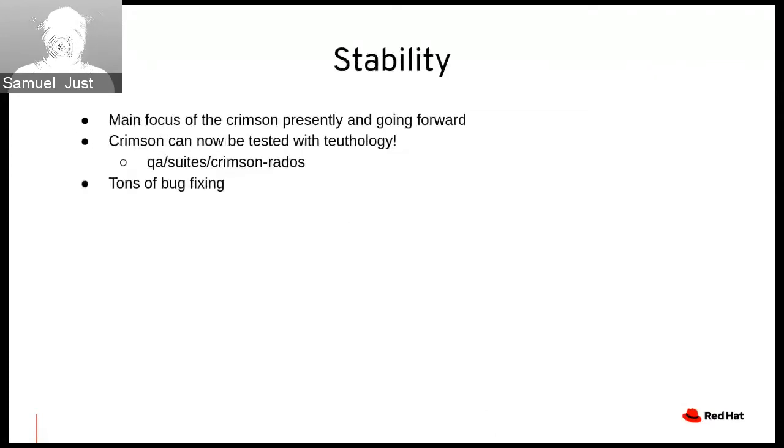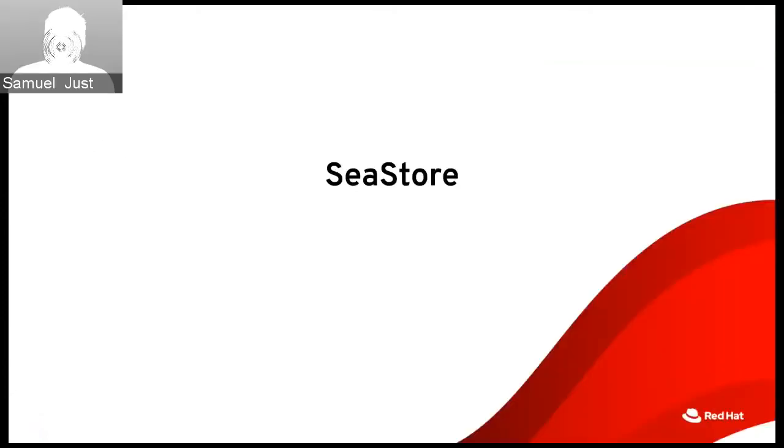The main focus, though, lately and going forward, has been stability. Crimson can now be tested with Teuthology and has an initial suite of tests in QA Suite's Crimson Rados. Tons of work has gone into expanding that set and fixing the exposed crashes. This will likely be the major focus for the next release and probably several releases thereafter. The other major area that's been seeing a lot of effort is CStore.